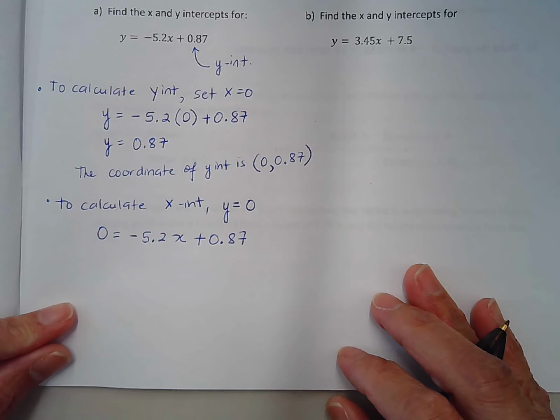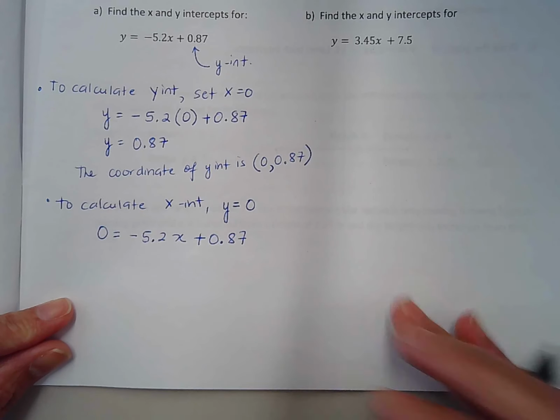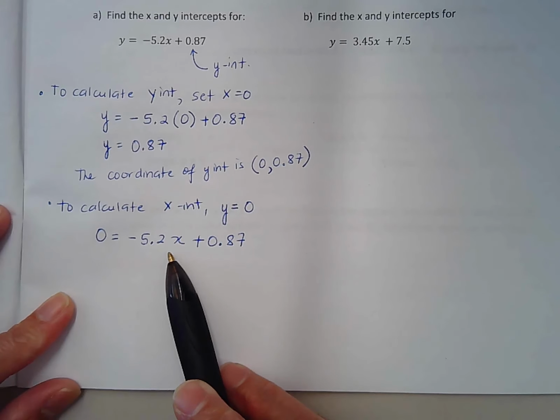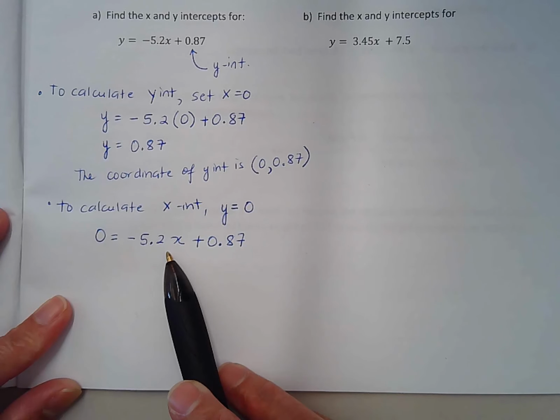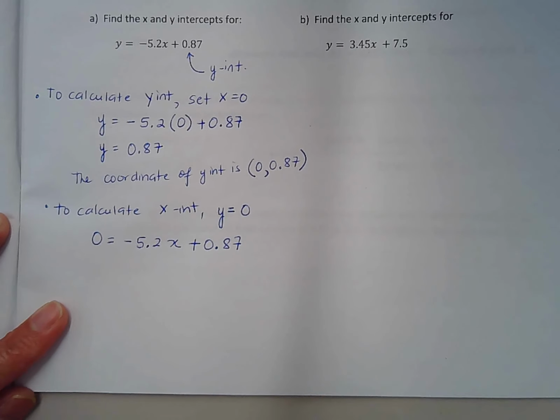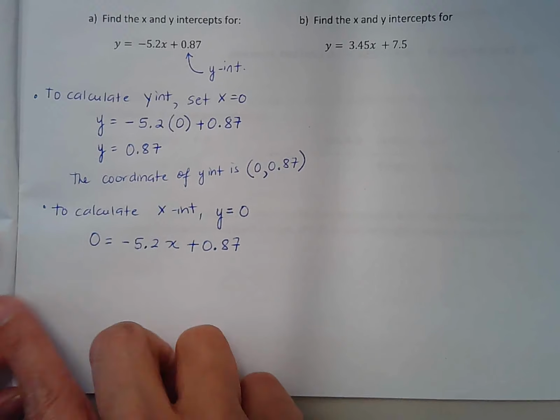What are we going to do? Are there any suggestions on how we can figure this out? Divide. We're going to divide, yeah, we're going to divide eventually. We've done this before. It will be 5.2x equals 0.87. After that, we will divide by 5.2.